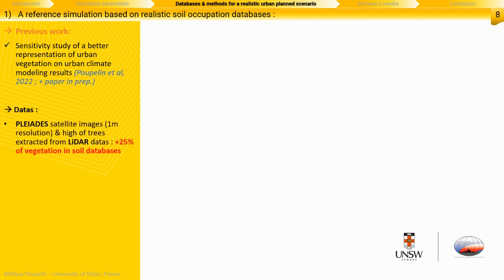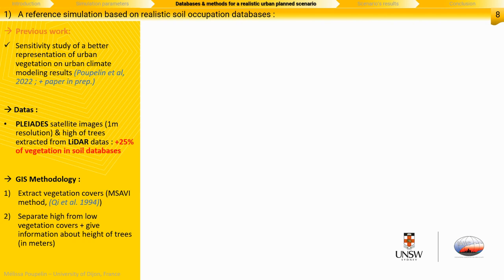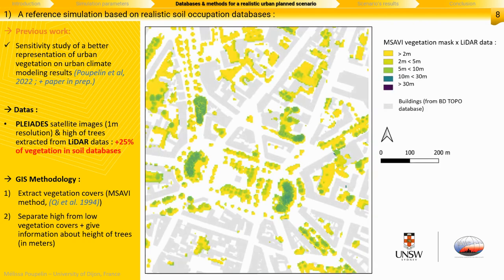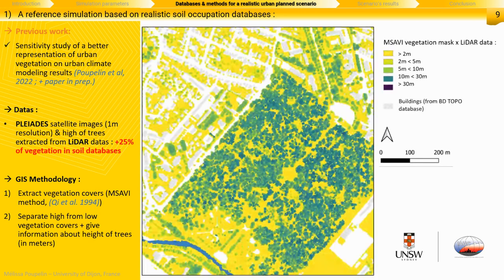We created this with Pleiades data. We created a mask with the MSAVI method. And then we applied this mask to LiDAR data in order to add the height of the vegetation. So it gives this kind of result, and here is another example. To work with urban planners, this kind of database is really useful. And for our modelization, it gives us, per mesh grid, the amount of low and high vegetation. And this is what we need with the TEB surface model.